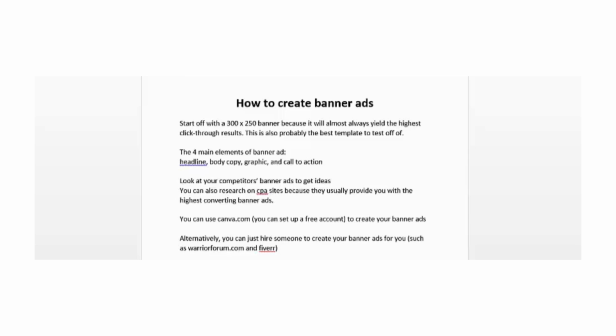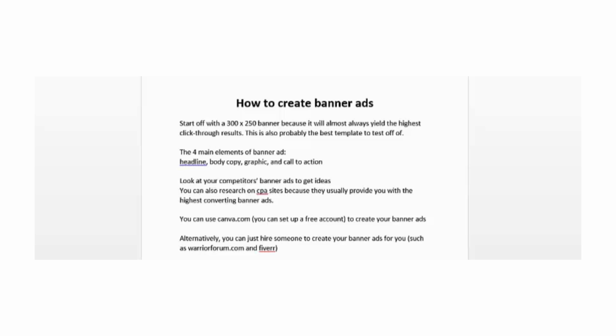In this video, I want to quickly give you some tips on how to create banner ads for your media buying campaigns. So you're going to want to start off with a 300 by 250 banner ad, because that will almost always yield the highest click-through results. It's probably the best template to test off of, and then you could always move on to other sizes afterwards. Now, the four main elements of a banner ad are the headline, the copy, the graphic, and the call to action. In my opinion, the most important element here is the headline, because that is usually what grabs people's attention and makes them want to click on your ad.